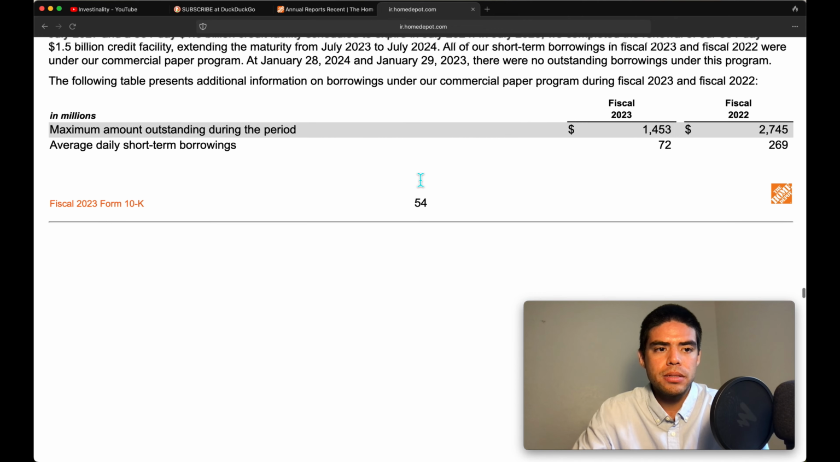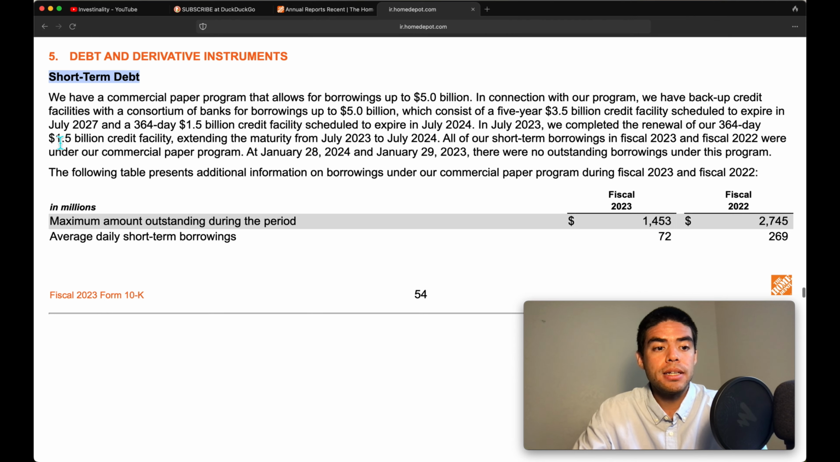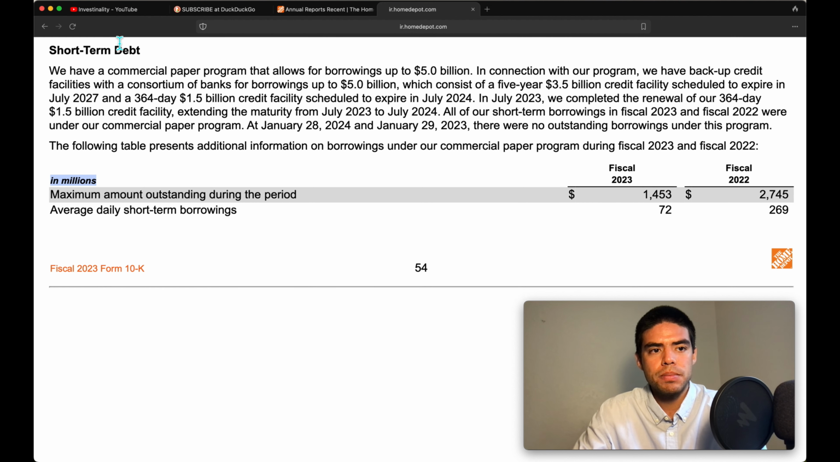This is the long-term debt, and the short-term debt is right next to it. So here we have debt and derivative instruments. So our short-term debt of Home Depot is going to be the maximum amount outstanding during the period, which was $1,453 million. So that's the short-term debt.